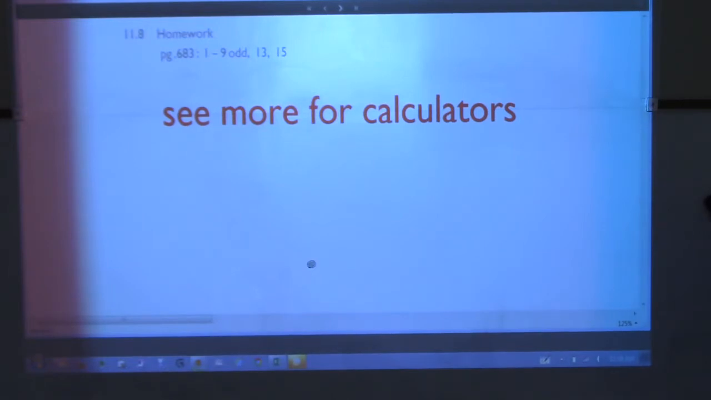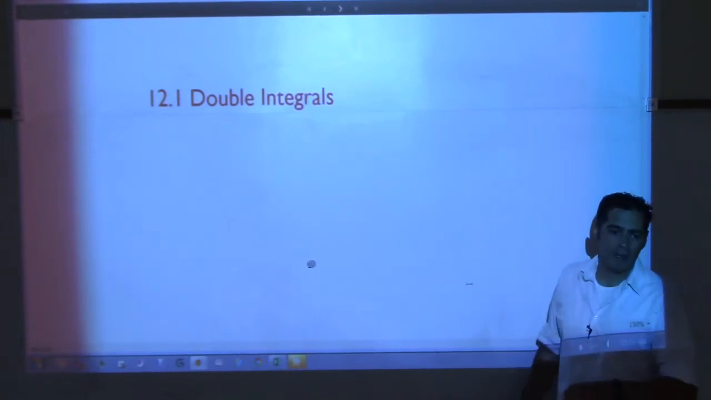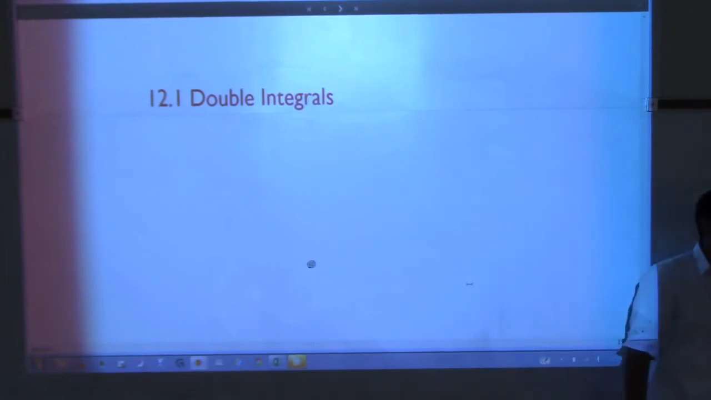I don't have that title in my notes. I just have the title for 12.1. So the title of the chapter is Multiple Integrals. What we're going to do is start out with double integrals, then we're going to go to triple integrals, and then we're going to go to different coordinate systems.